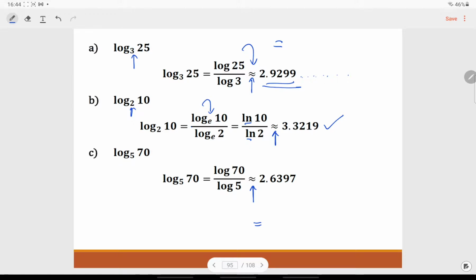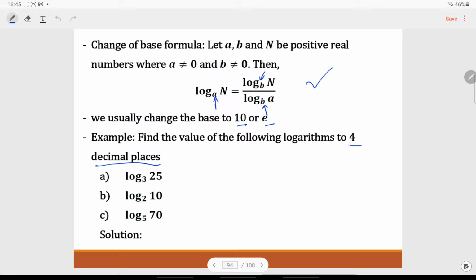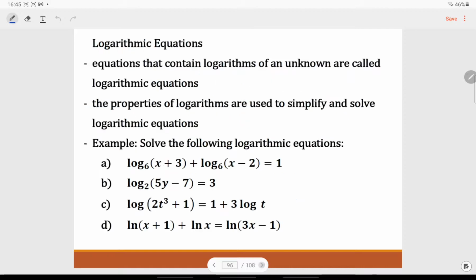Now we have log 70 base 5. Again, in order to compute, you need to change the base. From base 5, we need to change to base 10 or e. This time we choose base 10. So we have log 70 base 10 over log 5 base 10. This is the approximate answer. Remember, the question asks you to give the answer in 4 decimal places. So don't give 5 or less or more. You need to give only 4 decimal places to answer this problem.